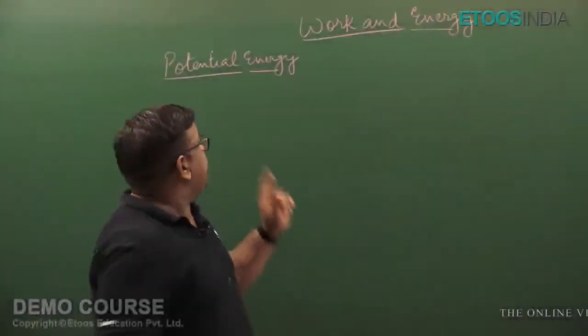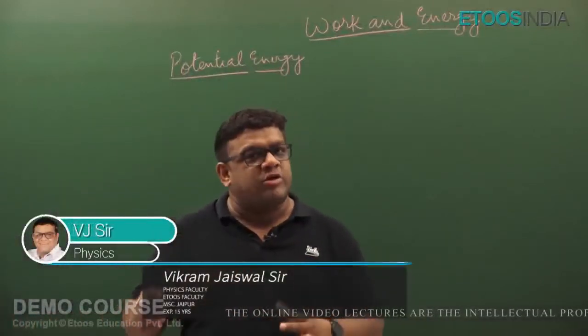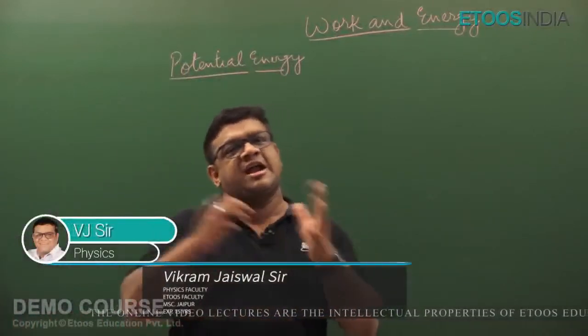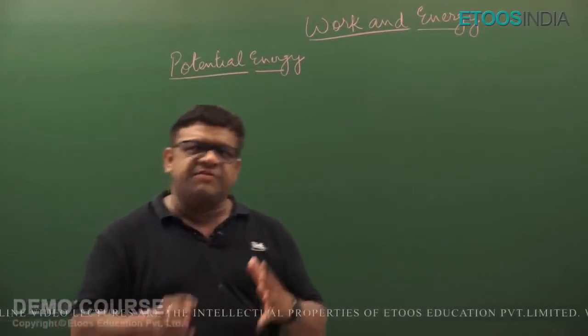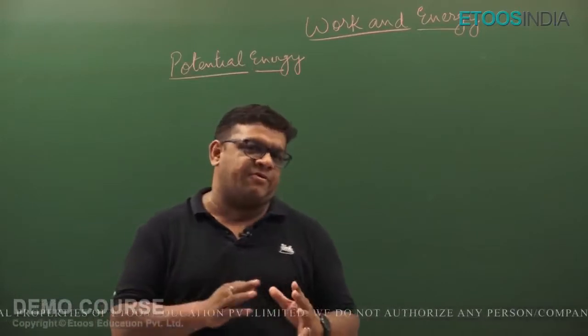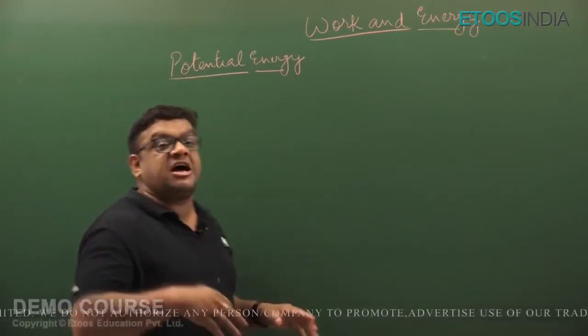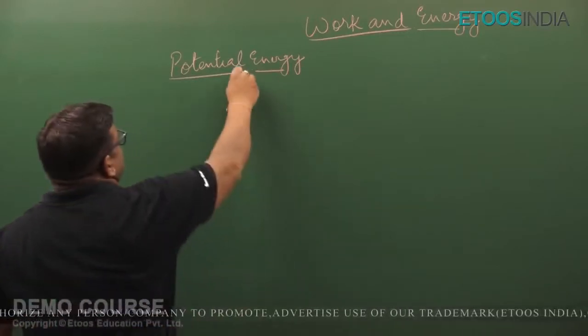As I told you, mechanical energy is of two types: potential energy and kinetic energy. Kinetic energy we did, it was half mv square, and we have done all the derivations and types of questions there. Now, today we will be talking about potential energy, which is again of two types. Which are those two types?